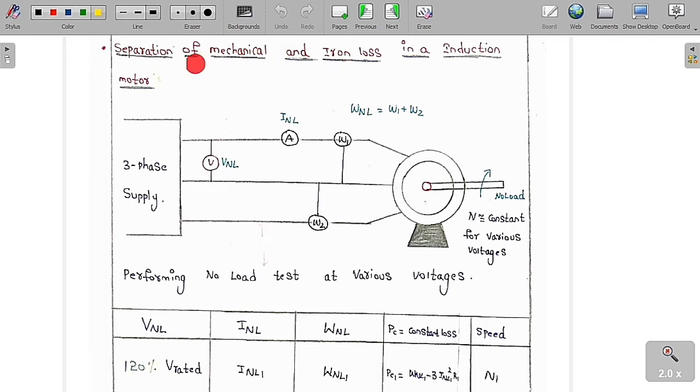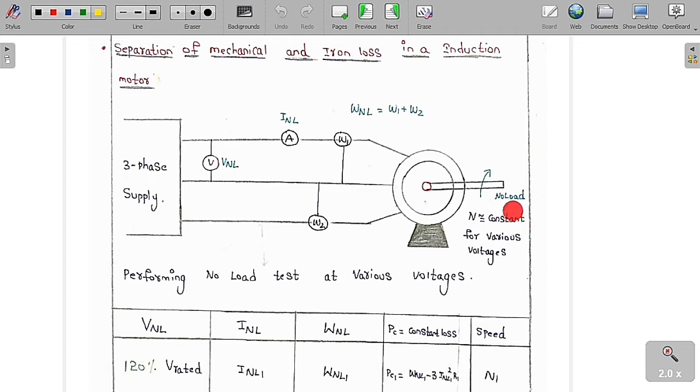But now we are going to separate these mechanical losses and the iron losses in an induction motor. We are going to study how to separate this mechanical loss and the iron losses, because the summation is called the constant losses. So we are going to perform the no load test. The no load test is basically like the open circuit test in a transformer.